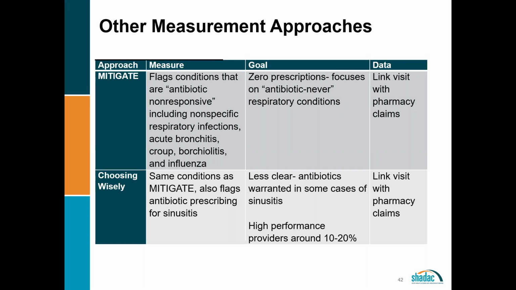The choosing wisely measure is fairly similar. The big difference here is that because of concerns about diagnostic shifting under mitigate, and this would be a case where docs may code someone as having bacterial sinusitis in order to justify an antibiotic prescription, they have included sinusitis as one of the conditions to flag, and so in this case, the goal is not actually 0. In this case, doctors are considered to be performing well if their prescription rates are about 10 to 20%. And I believe I've gone a little bit over, so with that, I will wrap up and turn it back to Shilpa. Thank you.